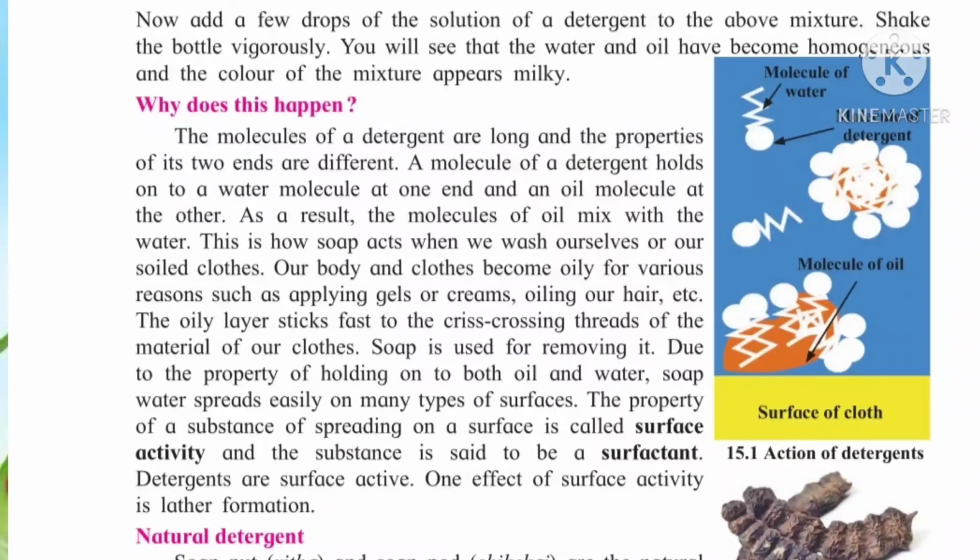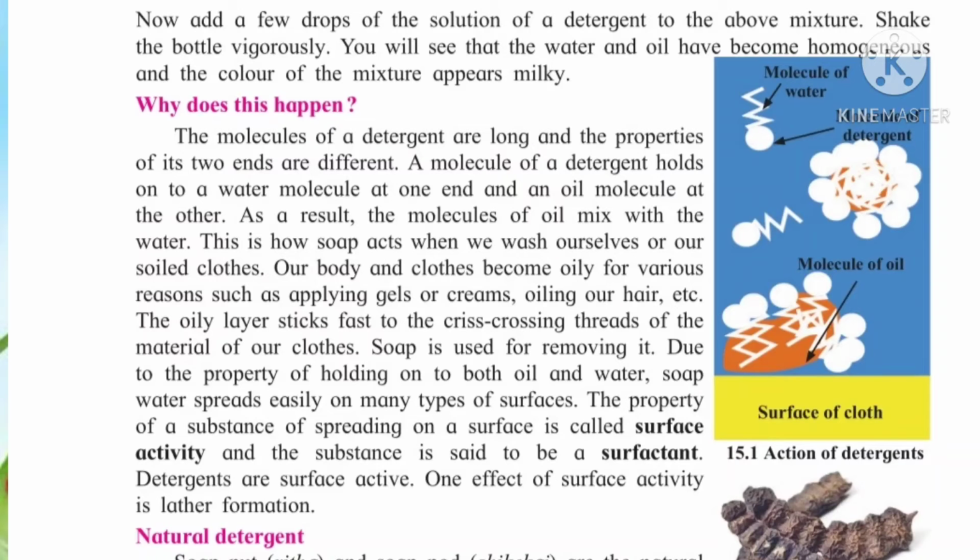So after adding the detergent in the solution, why do we get a homogeneous mixture? That we have to find the reason. So why does this happen? See, the molecules of a detergent are long and the properties of its two ends are different.